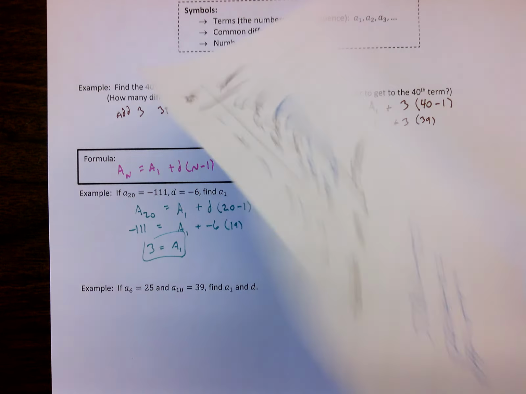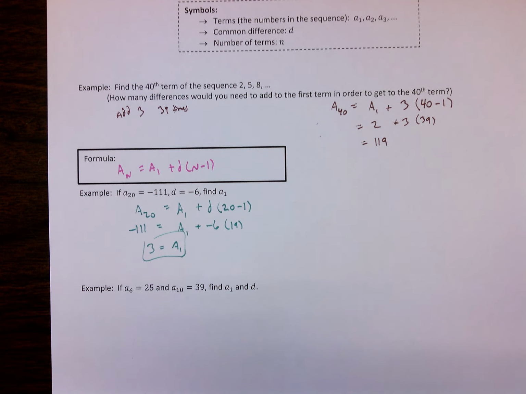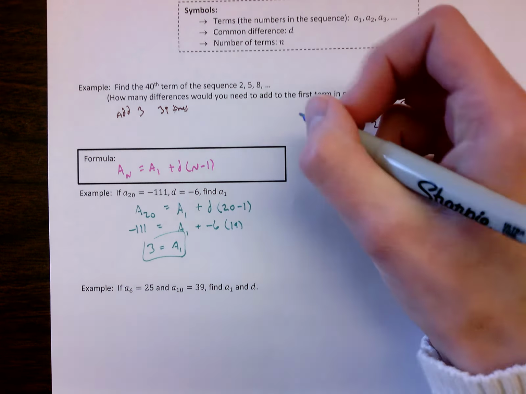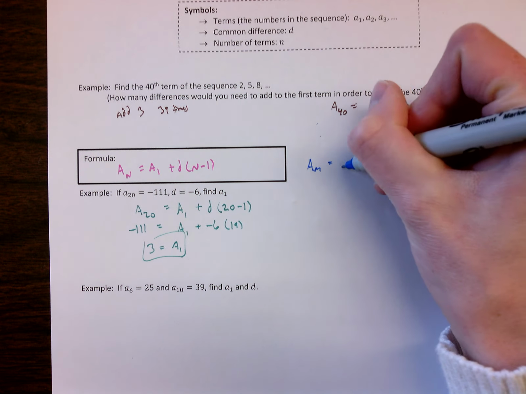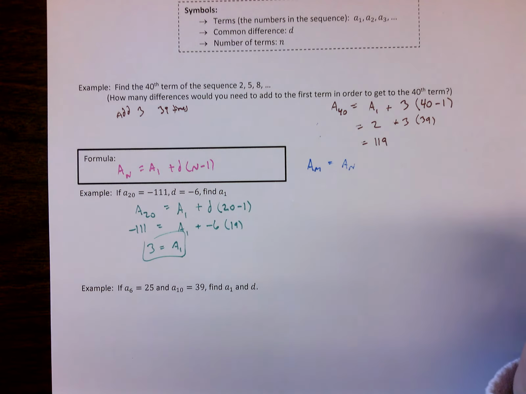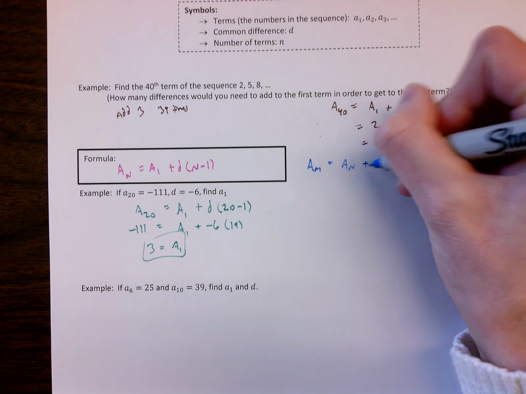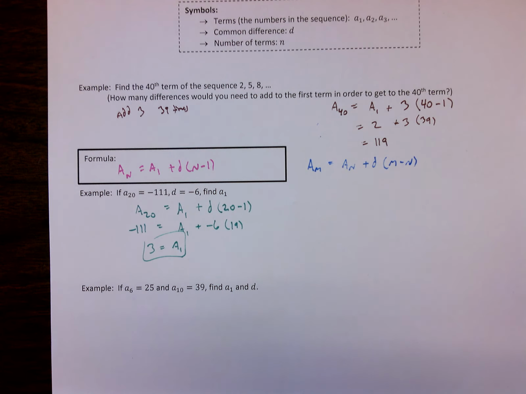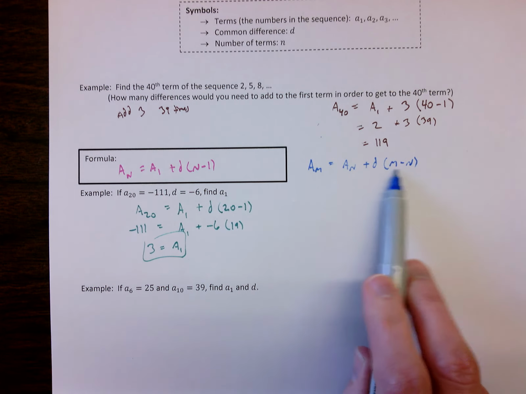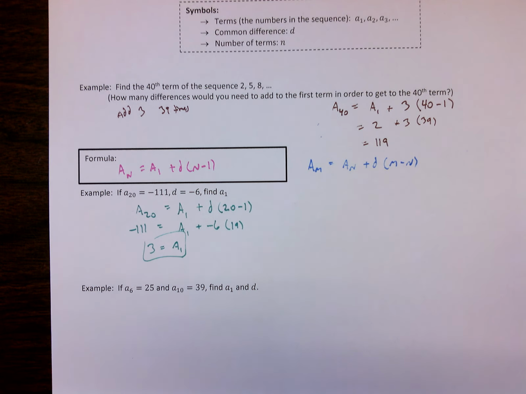Okay, so if I wanted to say, there was some other term, say a sub m in the sequence, I could also say that to go from a sub m from a sub n, right, I would add the common difference m minus n times. Right? To go from this term to that term, I just got to figure out how far apart are they, and that's how many common differences I need to add.